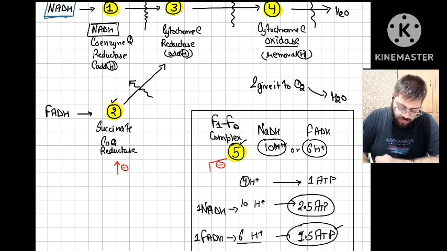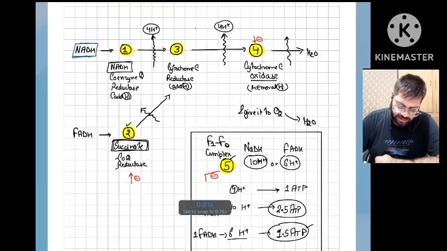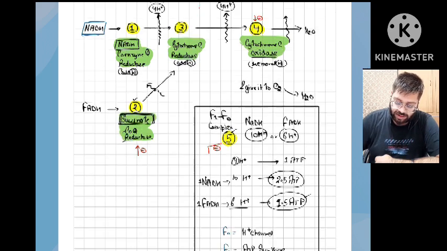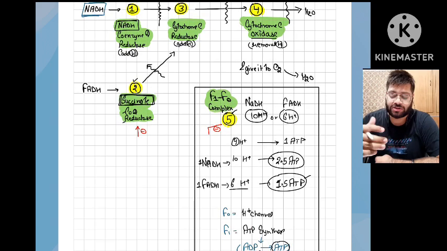Succinate coenzyme Q reductase. These are all the names of the enzymes of the ETC: NADH coenzyme Q reductase, cytochrome C reductase, cytochrome C oxidase, succinate coenzyme Q reductase, and the F1FO complex. These are the 5 enzymes.